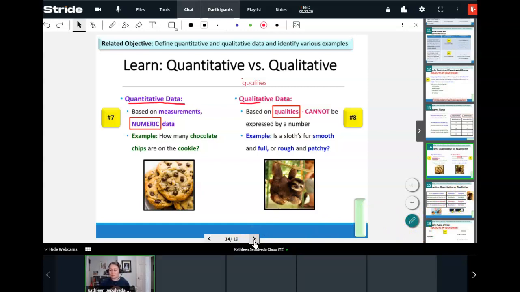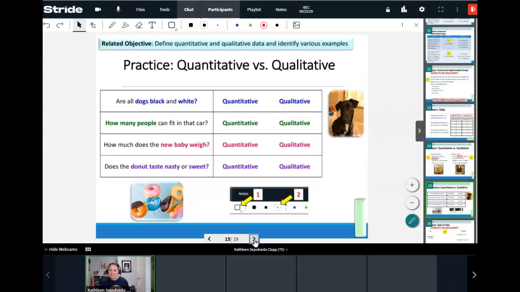Let's go ahead and move on here. So let's practice a little bit of quantitative versus qualitative. What is Huckleberry doing up here on our screen? Oh, that's my pup. I don't even know where Huckleberry is right now. Are all dogs black and white? Is that quantitative or qualitative? Am I using qualities, talking about fur color, or am I using numbers? Good. I'm using qualities, so it's qualitative. Excellent. Not quantitative.